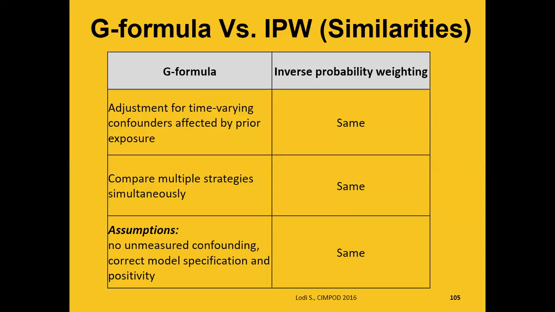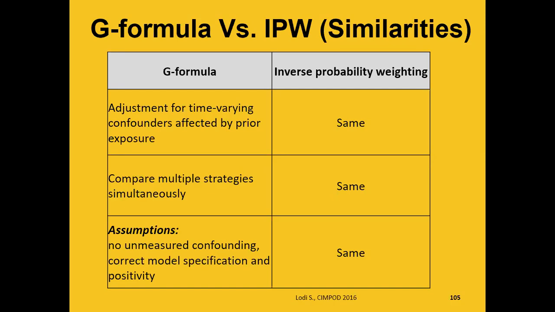Very quickly, I want to summarize the difference between the G formula and IPW approach, similarities, disadvantages, pros and cons. So G formula adjusts for time-varying confounders affected by prior exposure. That is the same for the IPW approach. Compare multiple treatment strategies simultaneously. That's the same for the IPW approach. Yes, I want to add that in terms of defining the treatment strategies to compare, G formula is much more flexible compared to the IPW approach.